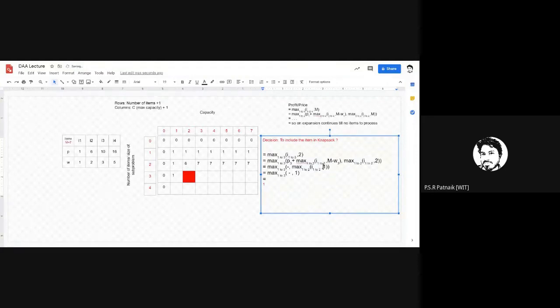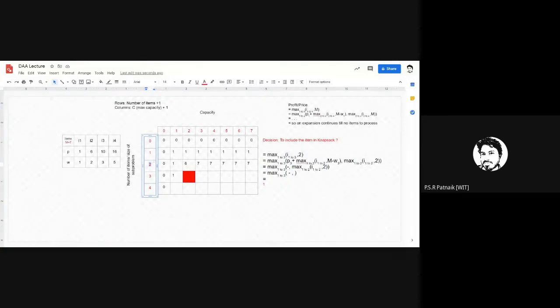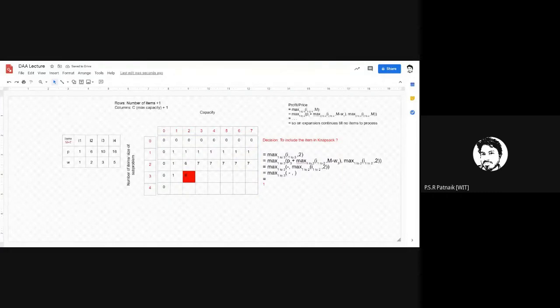So it would be 2, 2. Okay, so if it is 2, what is the maximum profit I'll get if I have two items in a sack and the sack capacity is 2? So two items, sack capacity 2. What is that? 6. So what value will I have here? 6. Are you getting it? Yes.